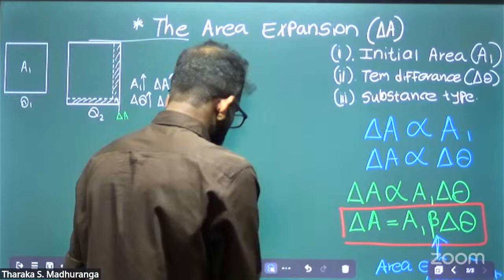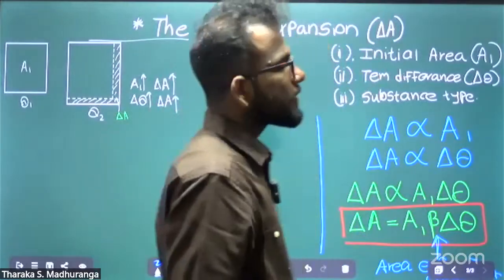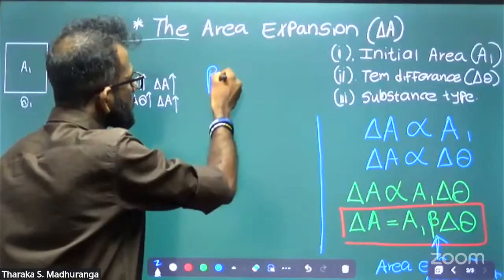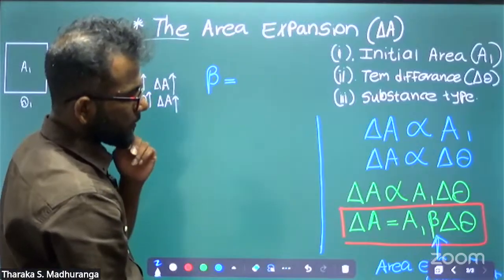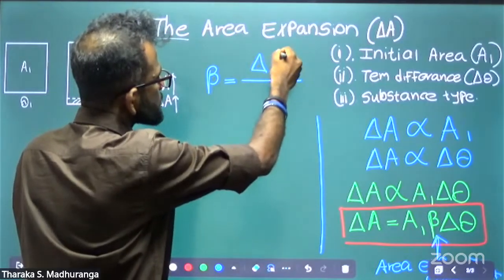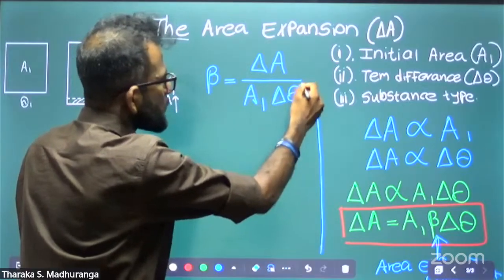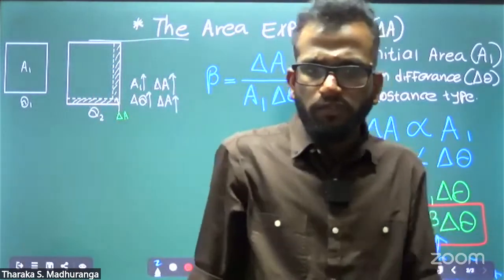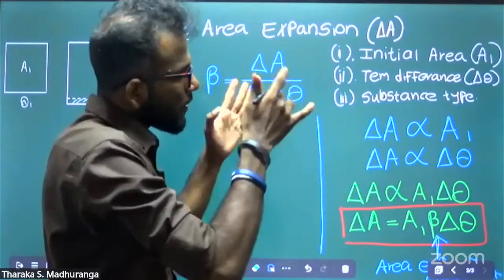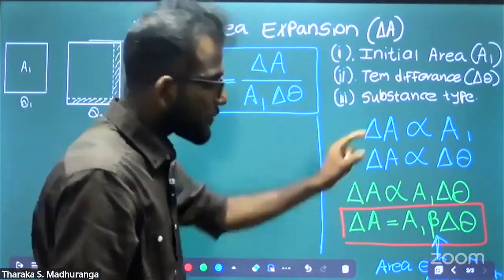Okay, now this is our final basic equation, delta A equals A1 beta delta theta. If you isolate the beta, the beta equals delta A over A1 delta theta. Now, same as linear expansion coefficient, the area expansion coefficient is also a factor that depends on the matter type.